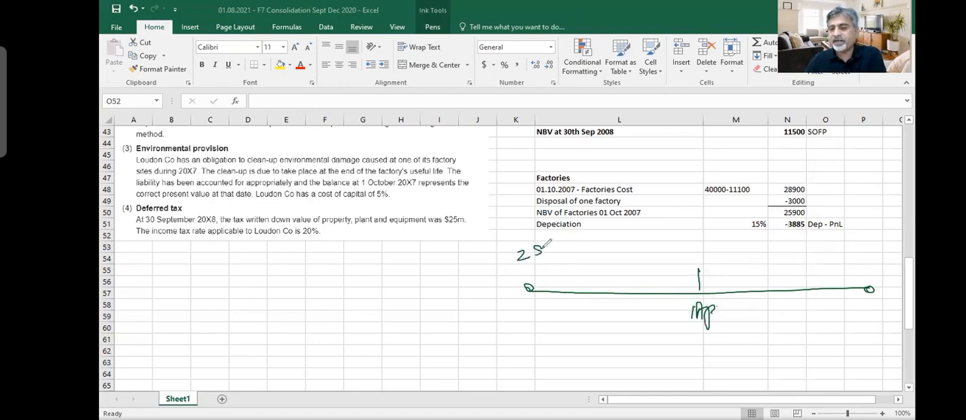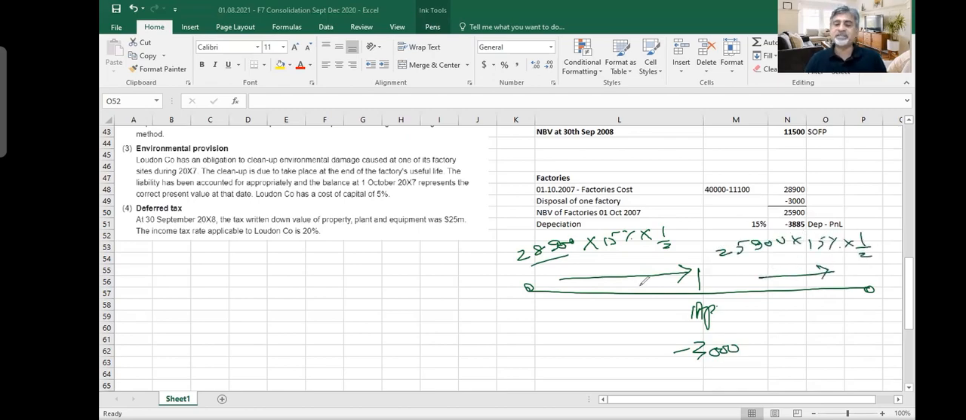That 28,900 in the beginning, I leave it like this and multiply with 15% and with 1 by 2. So six months depreciation I would calculate on this amount. And then I would sell this one factory on this date, and the remaining amount becomes 25,900. Then I multiply it with 15% and with 1 by 2. So six months depreciation, two. I would have done it separately.